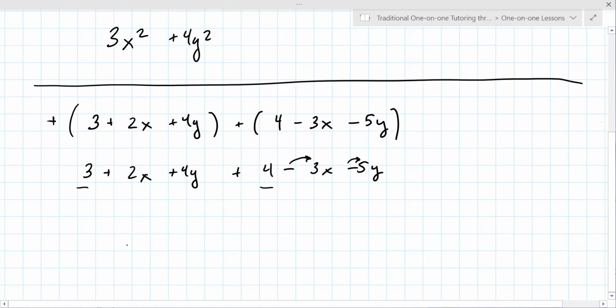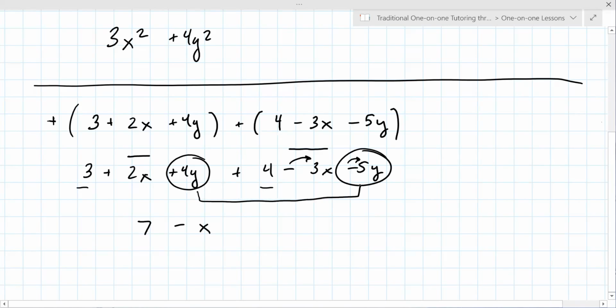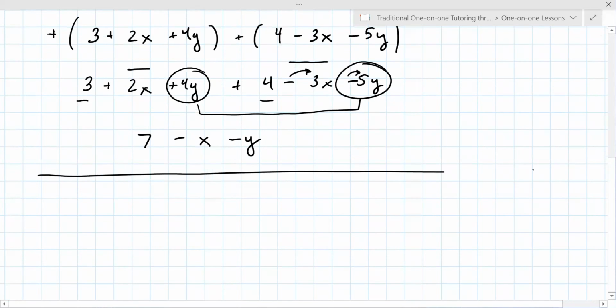So 3 and 4 combine to what? 7. Now I'll use an overline. 2x and minus 3x, what do they combine to? Negative x. And then 4y and minus 5y. Notice I circle the operator. What does that become? That means that we have to subtract it. So what do these become? Just negative y. Excellent.